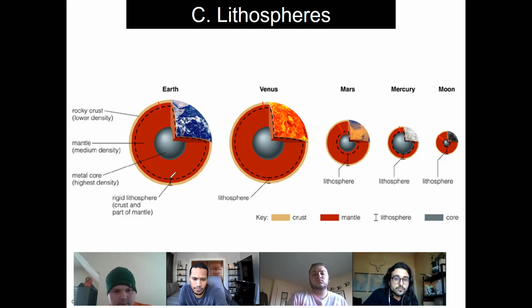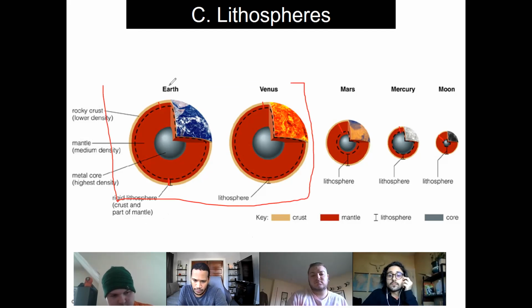This is your lithosphere here. That's your depth of lithosphere. Bigger planets have thinner lithospheres. In other words, these planets have a lot of internal heat, right? What about the little guys?